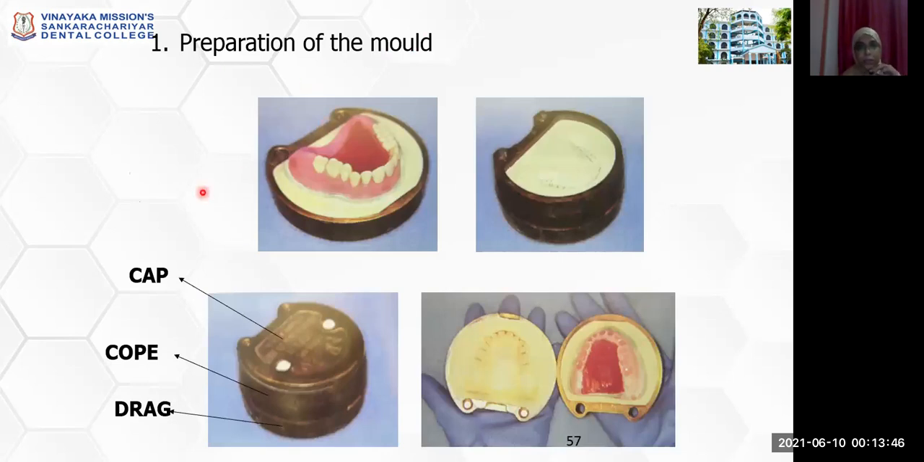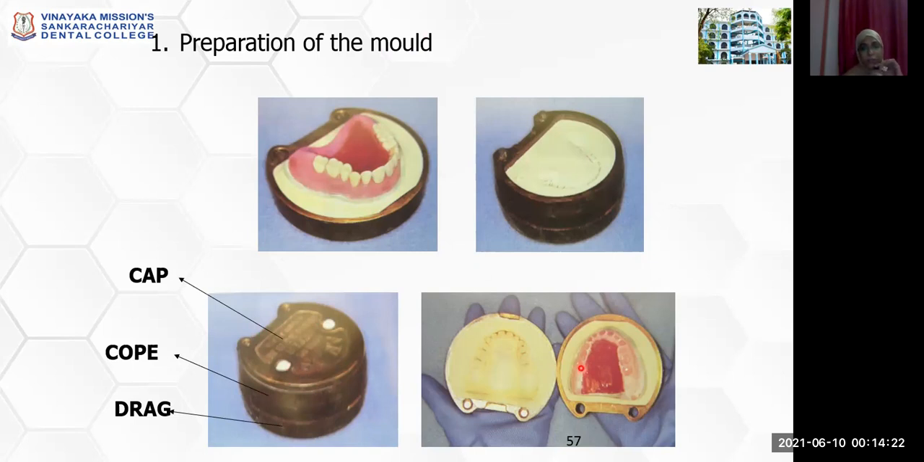Here you can see how the mold is prepared. This is a waxed up denture, and this is a flask which is going to have three parts: a base, a cope, and a lid. Over the base you place this waxed up denture, and once the flasking is done, in the lower base you place the cope, and then over that you again pour plaster, and then you place the lid, and then you do dewaxing.